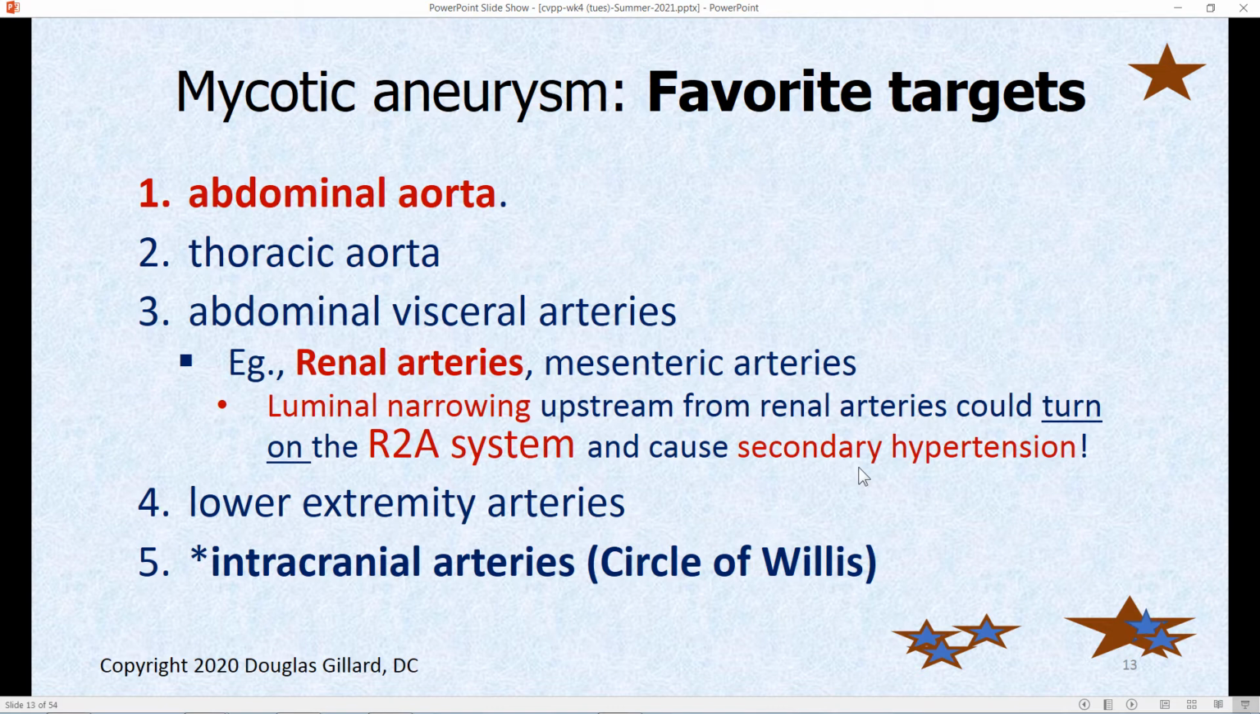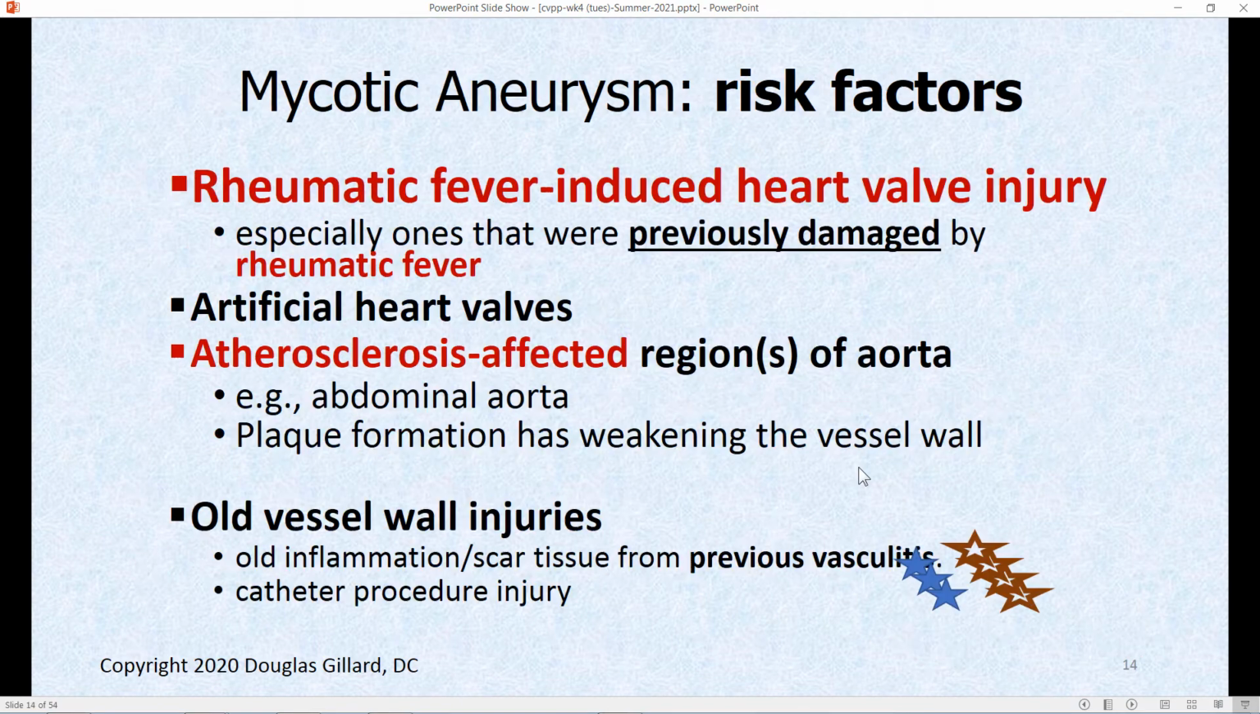The abdominal visceral arteries, like the renal arteries, they can occur. These mycotic aneurysms we're talking about. Lower extremities, so the femoral arteries, or intracranial, the circle of Willis. So there's some pretty bad places, right? Especially the circle of Willis. I mean, that's inside the noodle, up in the brain area, so you don't want one there.